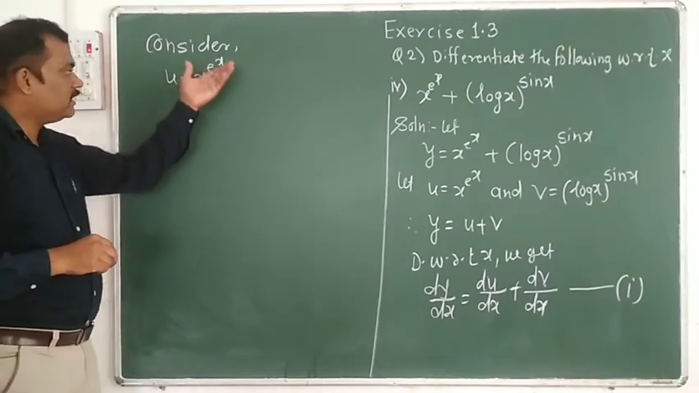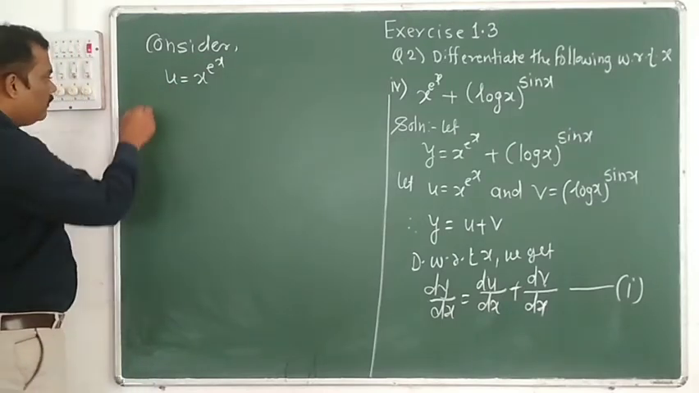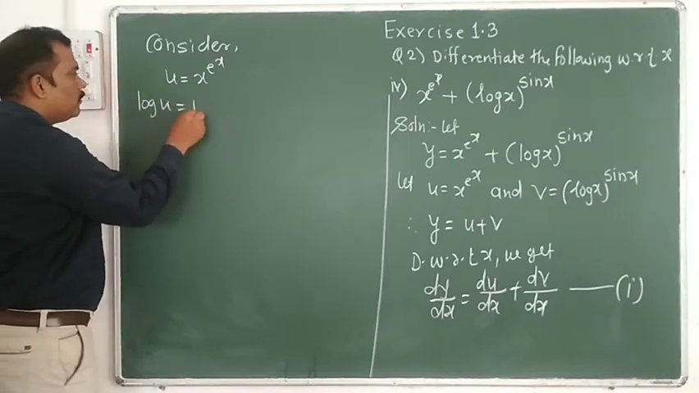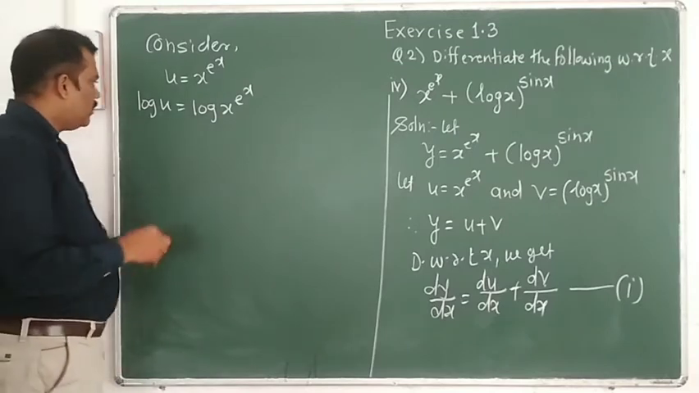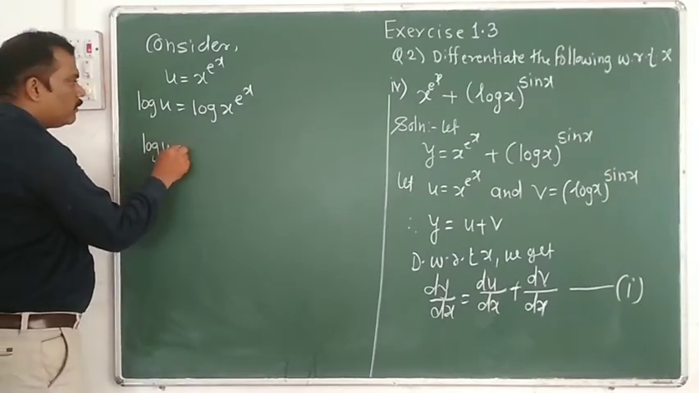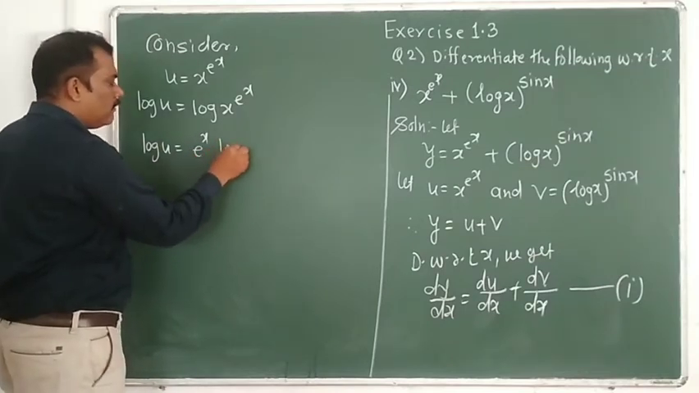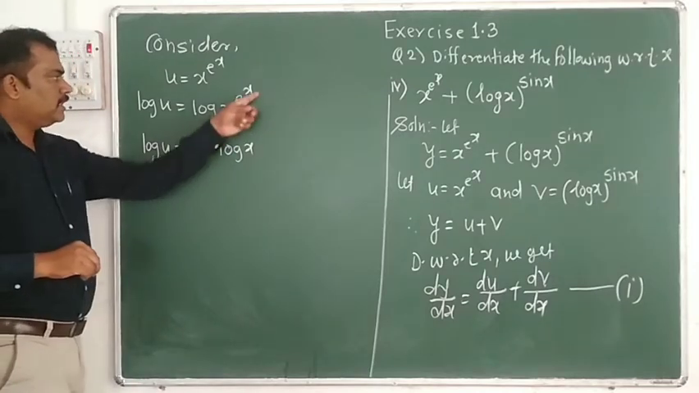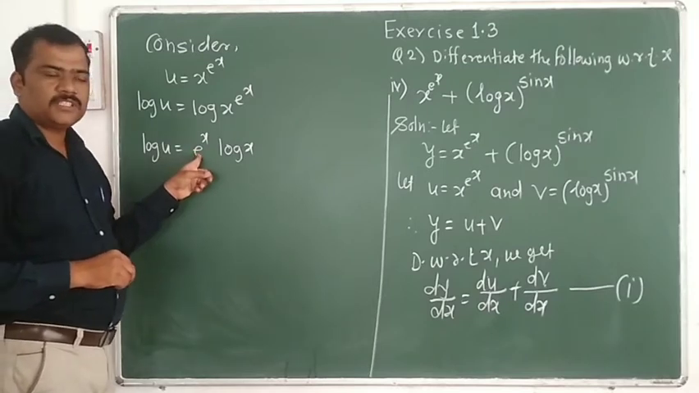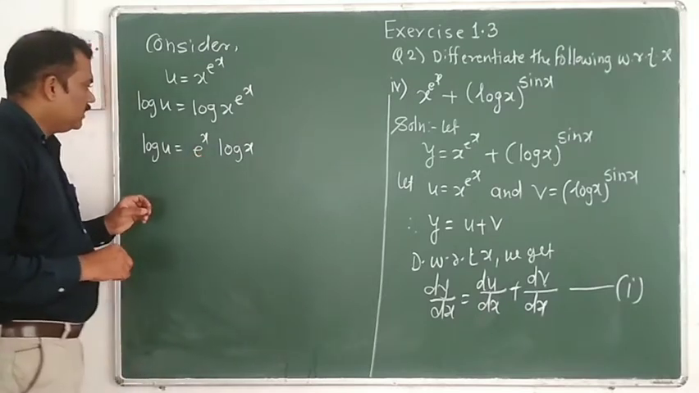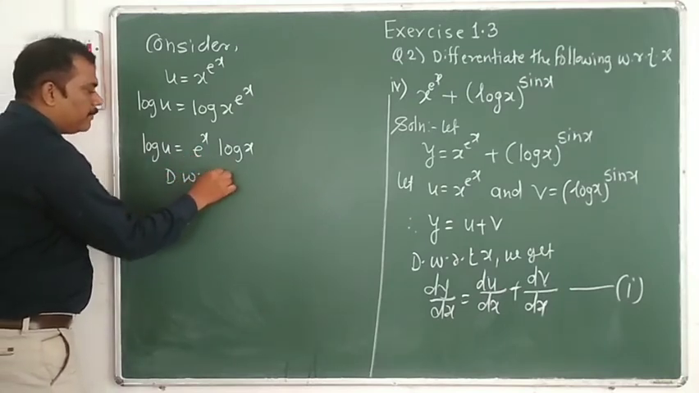Here we see that it is a function raised to a function, so we take the log on both sides. By taking the log on both sides, we get log of u is equal to log of x raised to e raised to x. By using the log of exponent, we get log of u is equal to e raised to x into log of x. This power of x, that is e raised to x, we multiply to the log by using the laws of indices. Now we differentiate this with respect to x.